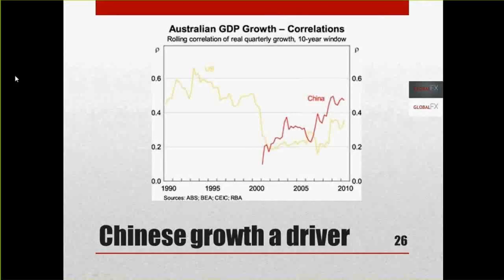Where that red line starts is when China joined the World Trade Organization. The correlation of Australian growth to China went from maybe 0.1 up to 0.5, something like that. So where China goes, so goes the Australian economy. They take roughly 25% of our exports. Now, a lot of it's rocks and dirt, so, coal and iron ore and things like that.